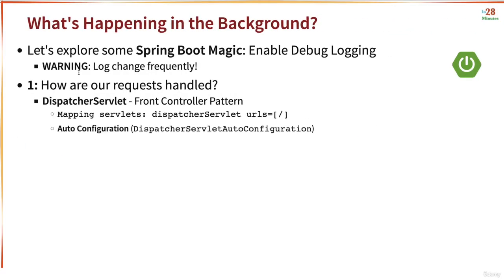Now you might be wondering, who is configuring dispatcher servlet? The dispatcher servlet is configured because of something called auto configuration. Auto configuration is one of the most important Spring Boot features. Based on the classes which are available in the class path, Spring Boot would automatically detect the fact that we are building a web application, a REST API, and therefore it automatically configures a dispatcher servlet.